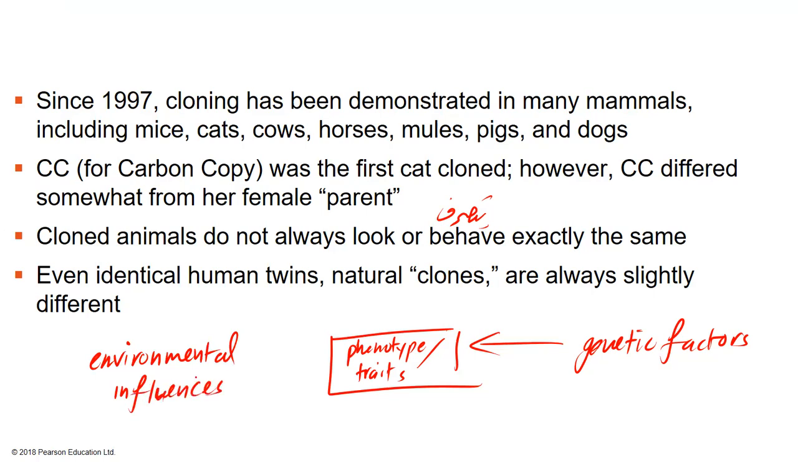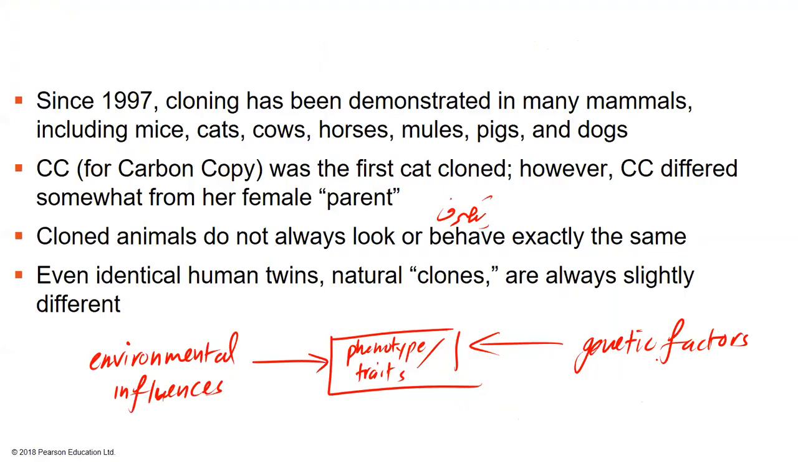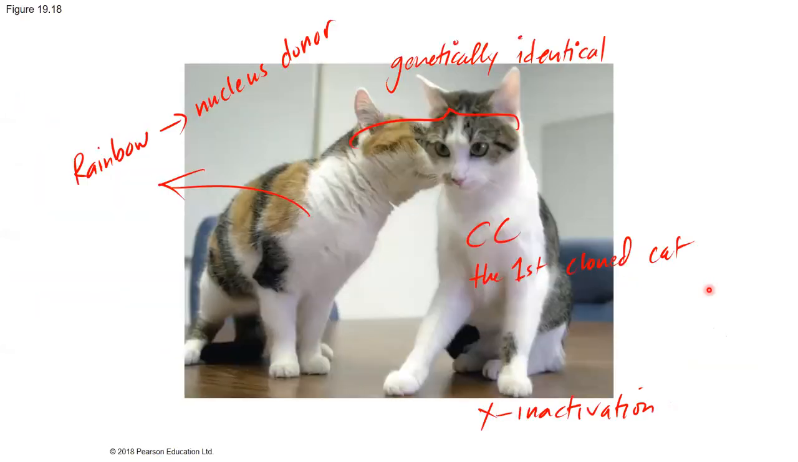In the case of CC, because these are females, the random phenomenon of X chromosome inactivation also plays a role. For example, here we have genetic factors, like genes or certain alleles. We also have random phenomena like X chromosome inactivation and maybe genetic imprinting.